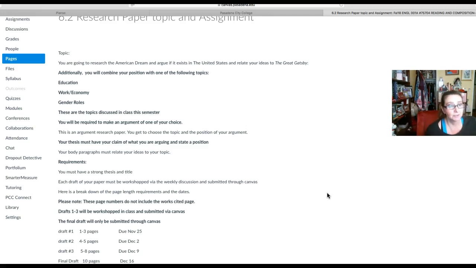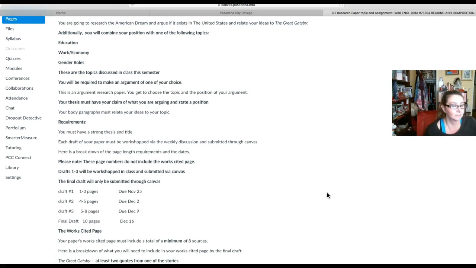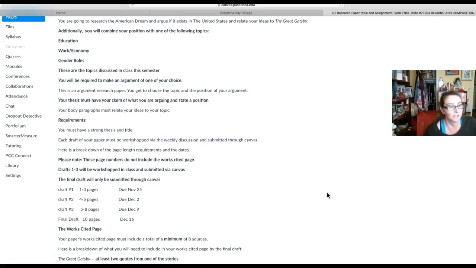Each draft of your paper must be workshopped via the weekly discussion and submitted through Canvas. So here's a breakdown of the page length requirements and the dates. Please note these page numbers do not include the works cited page. So drafts 1 through 3 will be workshopped in class and submitted via Canvas. The final draft will only be submitted through Canvas, so you will not be workshopping the final draft.